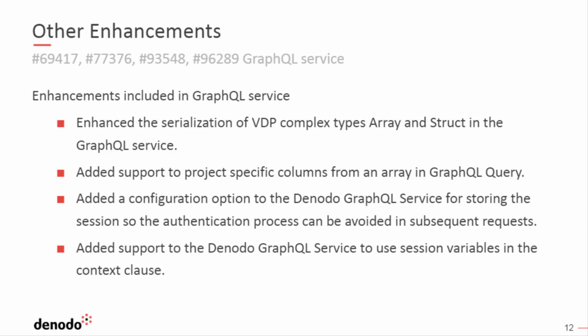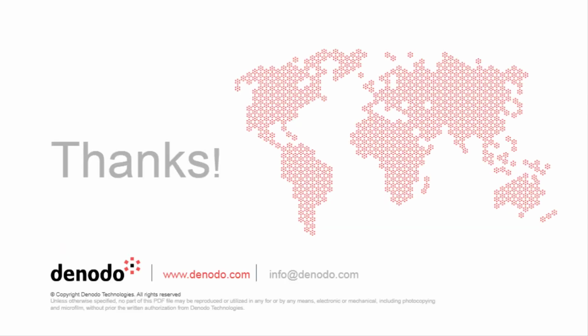Several enhancements have been added to the serialization of Virtual DataPort complex types array and struct in the GraphQL service. Compound type fields are now treated as GraphQL object types, so it will be necessary to add the desired subfield projections of the compound type field. Support to filter specific columns from an array argument has been added in GraphQL queries. The Denodo GraphQL now has the configuration option for storing the session and can use session variables in the context clause.